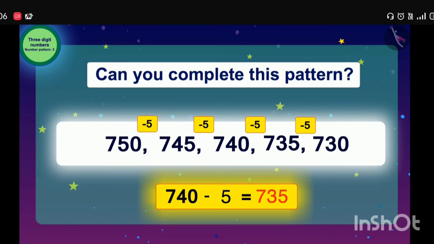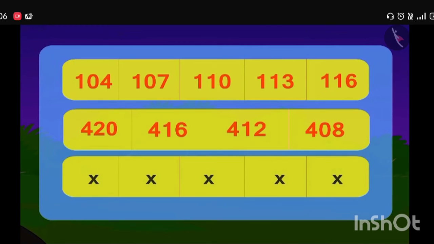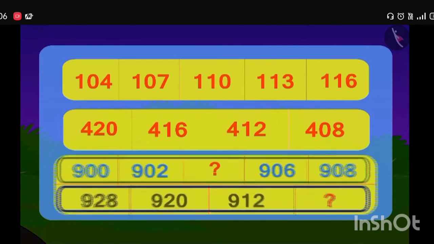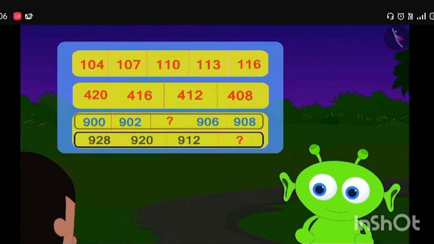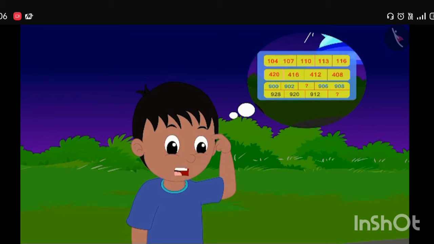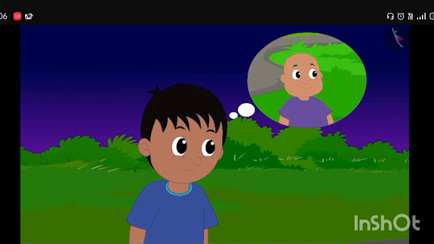Children, could you also identify the pattern? Let's see what is the next code given by the alien. Oh, no! We can see 2 different number patterns here. This time the alien showed Raju 2 number patterns and asked, what is that number which can be written in the empty spaces of both the numbers? Raju was nervous after seeing 2 patterns, but he needed to save Bablu under any condition.